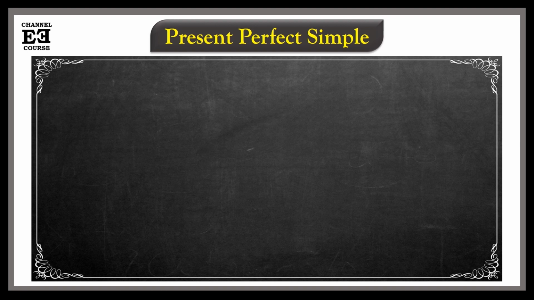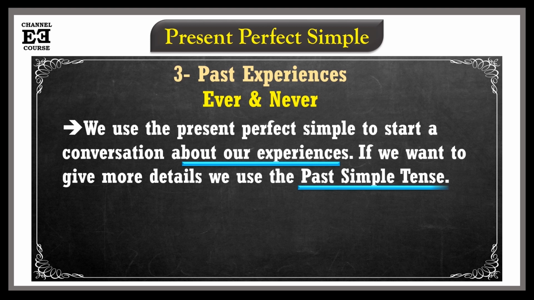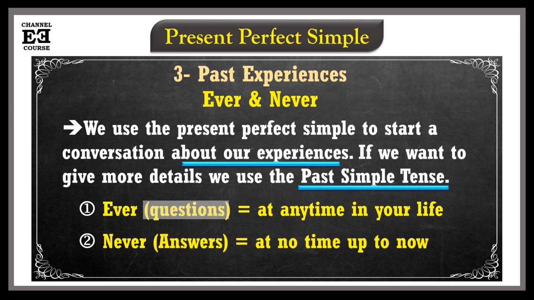The present perfect simple is also very common with words such as ever and never to talk about past experiences. We often use these words to start a conversation, and if we want to give more details, we use the past simple tense. Before moving on to further explanation, let's check the meaning of ever and never. As for ever, it means at any time in your life, and it is used mainly in questions. Never, however, is used in negative answers, meaning at no time up to now.